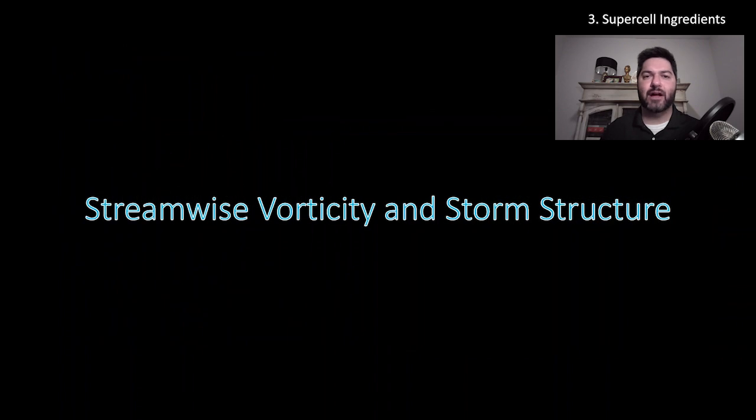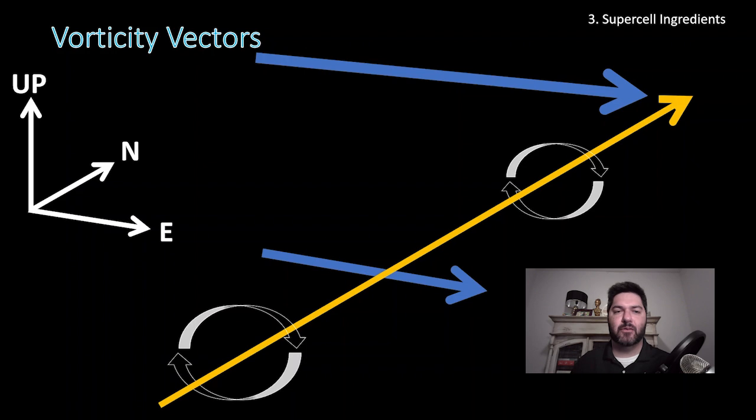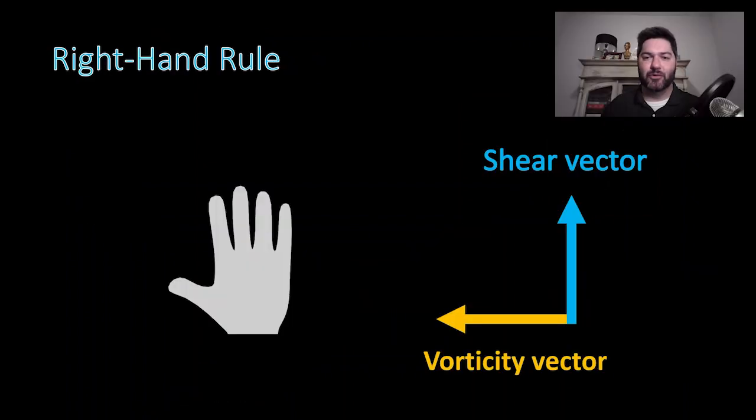Now, streamwise vorticity and storm structure. So we talked about this particular vertical shear orientation with that orange line being the axis of spin. This is also essentially the orientation of the vorticity vector. If you think about the right-hand rule, that would be like your thumb pointing along that axis. We'll talk about that here in a second. So there's the vorticity vector.